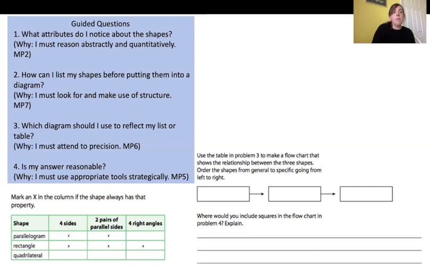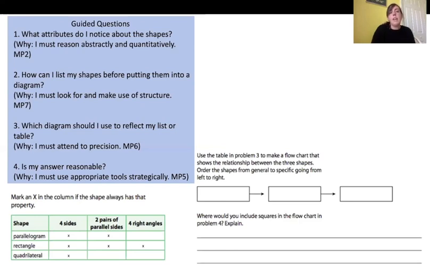And then what attributes do I notice about a quadrilateral? So a quadrilateral has 4 sides, 2 pairs of parallel sides. It could, but it doesn't have to. A trapezoid is a quadrilateral and it only has 1 pair. And then 4 right angles. If we continue using the trapezoid as an example, it does not have 4 right angles, okay? So guided question number 2 is what I'm moving to.